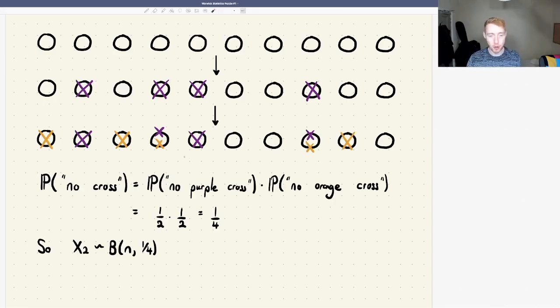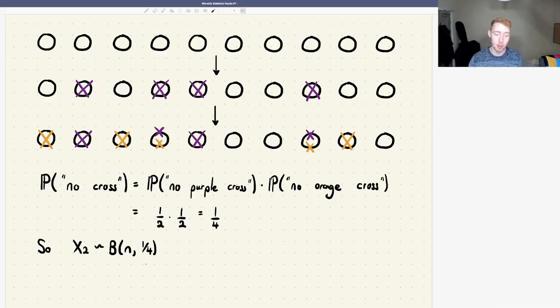And what makes this nice is because our tosses were all independent, the first round and the second round, the probability of having no cross is going to be the probability of having no purple cross times no orange cross. Because they're independent, we can just multiply these together. And each of these for a single coin has a probability 1/2 because it's a fair coin. And so the probability of having no cross at all is going to be 1/4. We then have this for the n coins, and so the distribution of the number of heads we have at the end, that is the ones with no crosses, is going to be binomial n and 1/4.